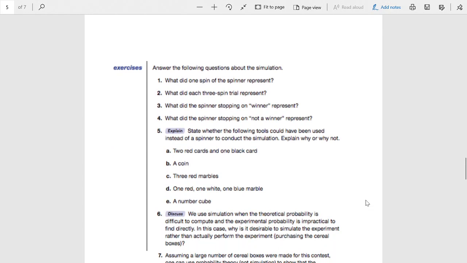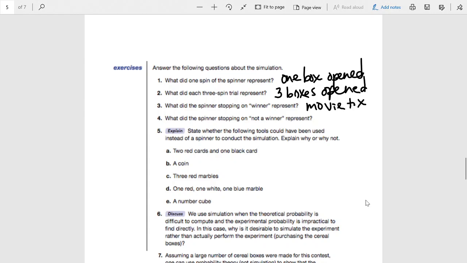So let's answer some questions about this. Number one, what did one spin of the spinner represent? Well, in real life, that spinner represented one box being opened. And then if I have 3 spins, what does that represent? Well, that represents our 3 boxes being opened and seeing if we have a winner. So what did it mean when we stopped on a winner? Well, there was a movie ticket in there. And not a winner would be having no ticket.